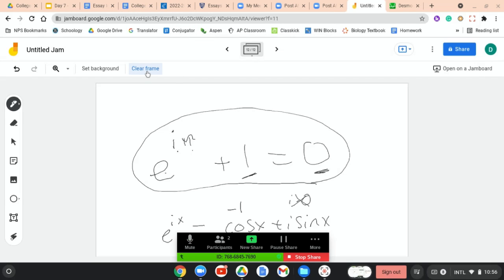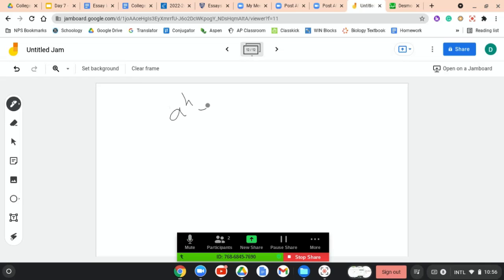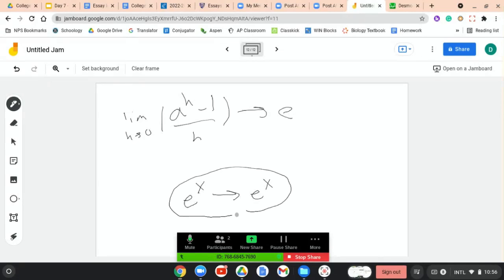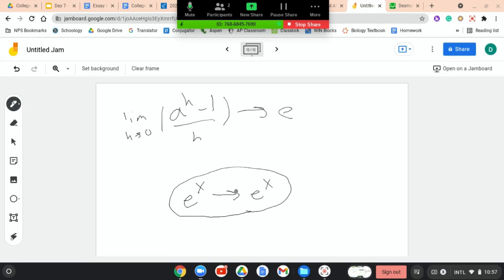So, backtrack. We found the number that makes this limit equal to 1, and it's e. So e to the x is its own derivative. That's why it's a really important function in physics and in everyday life, because of this property. So that's the first thing we say: the derivative of e to the x is itself. That's the first exponential rule.